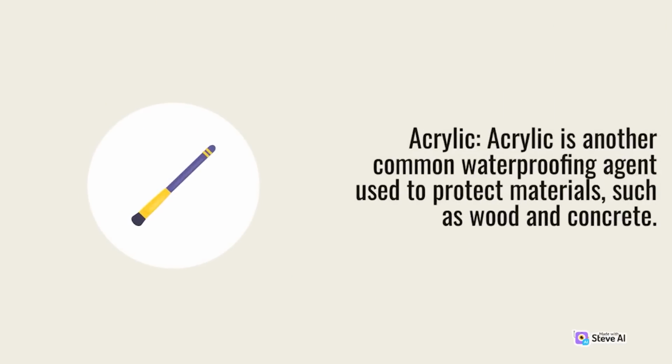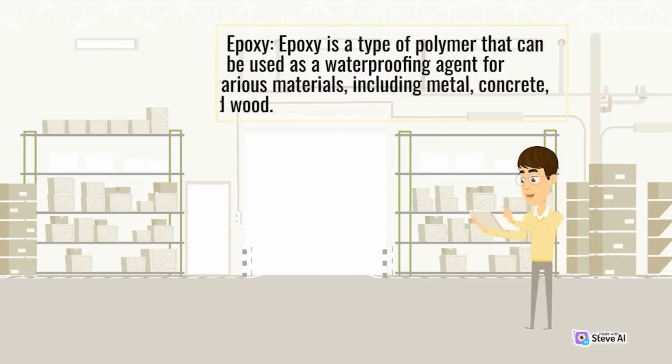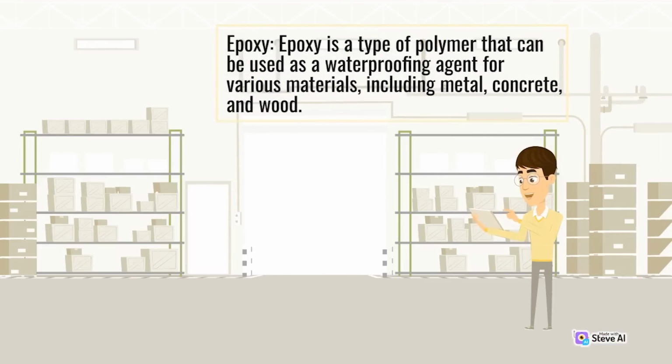Acrylic. Acrylic is another common waterproofing agent used to protect materials, such as wood and concrete. Acrylic coatings can be formulated to provide a variety of levels of protection, from mild water resistance to complete waterproofing. Epoxy. Epoxy is a type of polymer that can be used as a waterproofing agent for various materials, including metal, concrete, and wood.